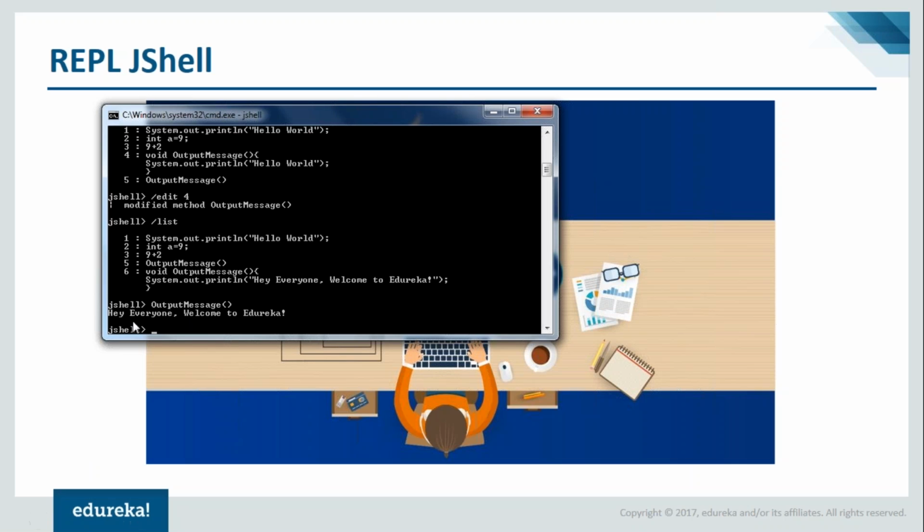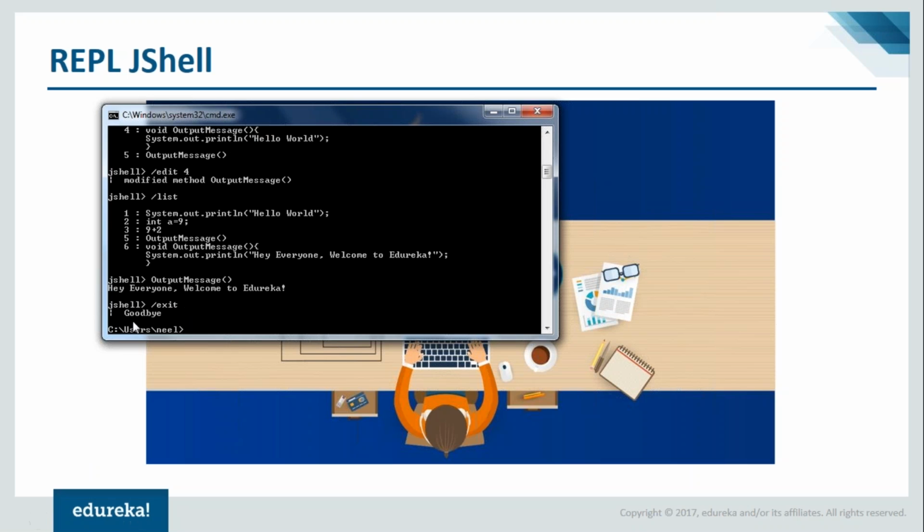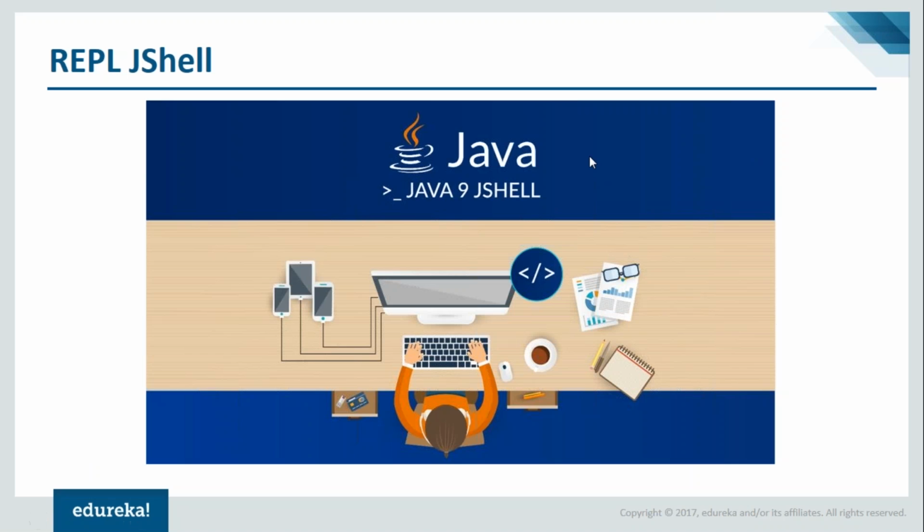Now the last step always is leaving out the JShell. So you might be wondering, how do we do that? Just use /exit and it brings me out of JShell. And it's nice enough to say a goodbye as well. So that was a demo on the REPL JShell.